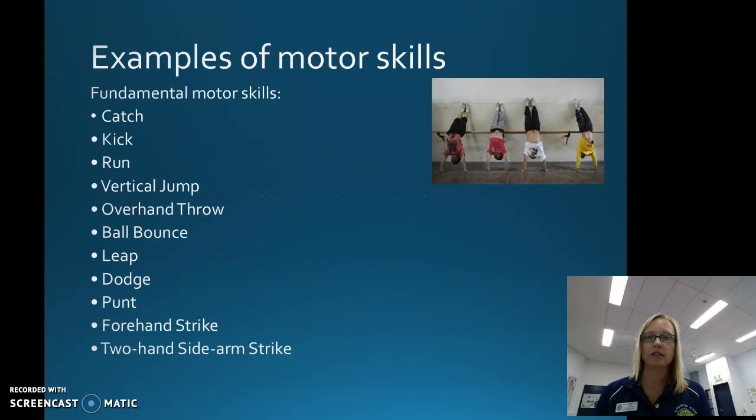So if we break it down to fundamental motor skills, some examples, not all of them, of fundamental motor skills are the really basic core elements of our movement. So things like being able to catch, kick, run, perform a vertical jump, do an overhand throw, bounce a ball, leap, dodge, punt, forehand strike. So forehand strike as in being able to use, generally speaking, a bat in the forehand direction, and a two-handed sidearm strike, like for example a softball swing.